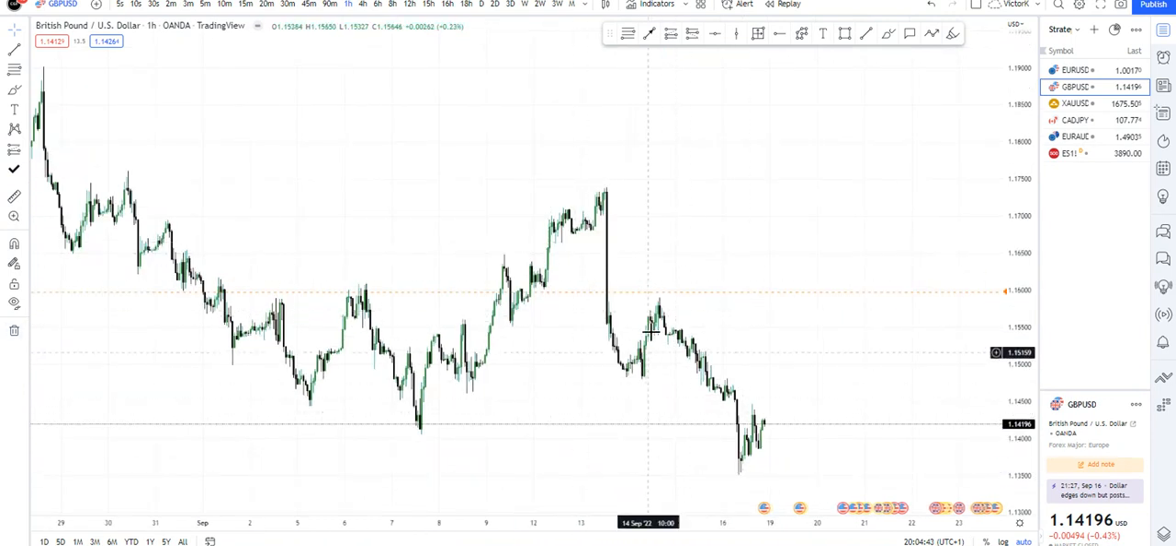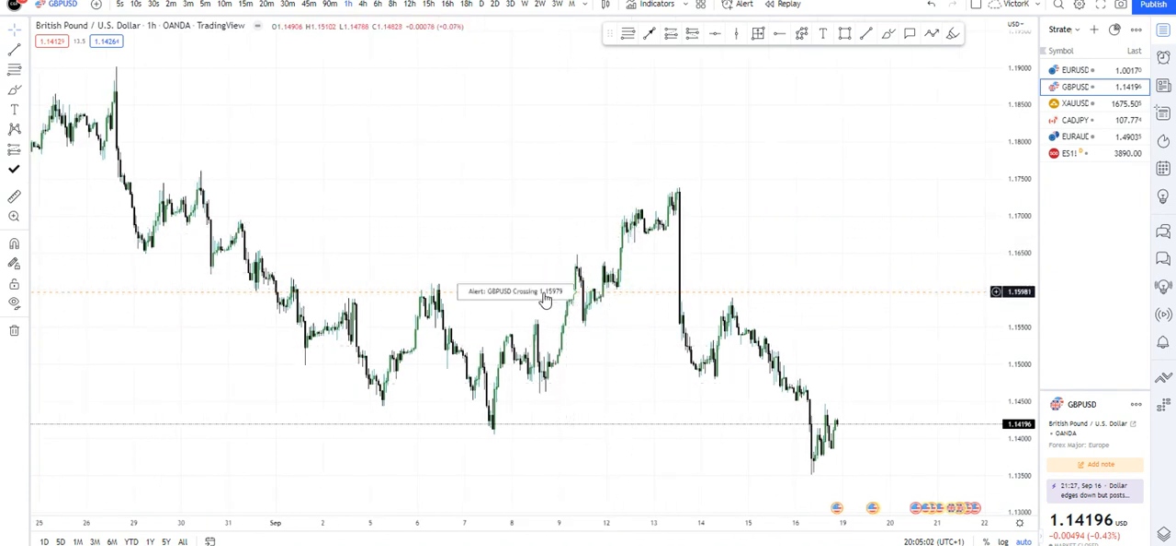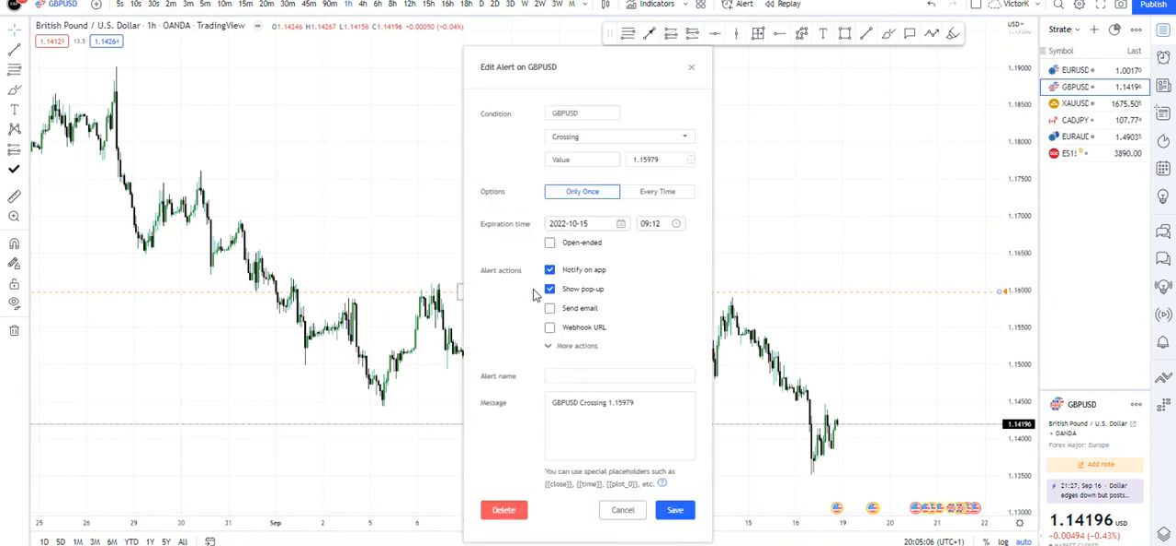Now, before this move downward, did I sell this? I can't remember. I don't think I did. Okay, I did, but it hit my SL before selling. But anyhow, this move right here. Let me delete this alert.